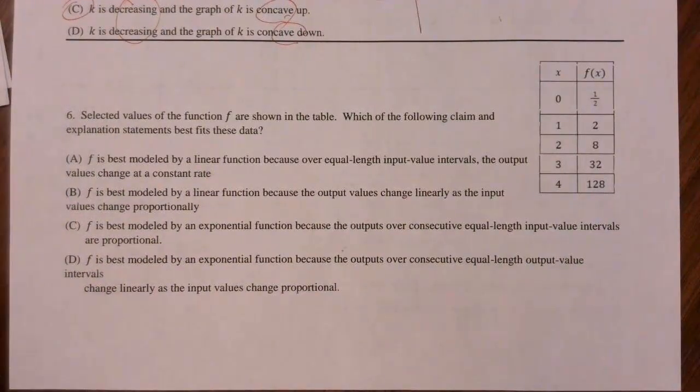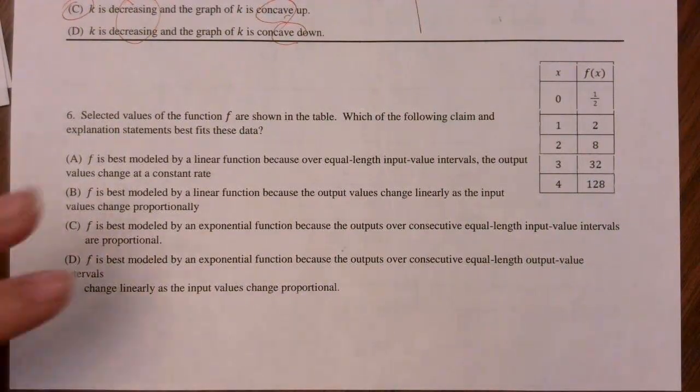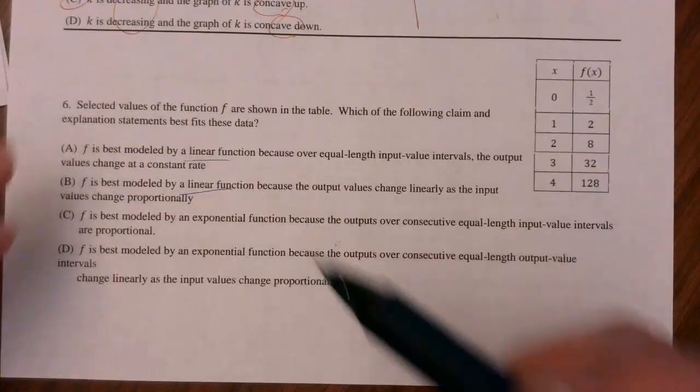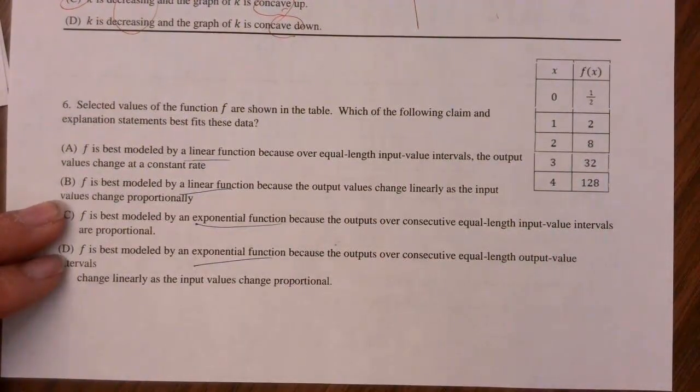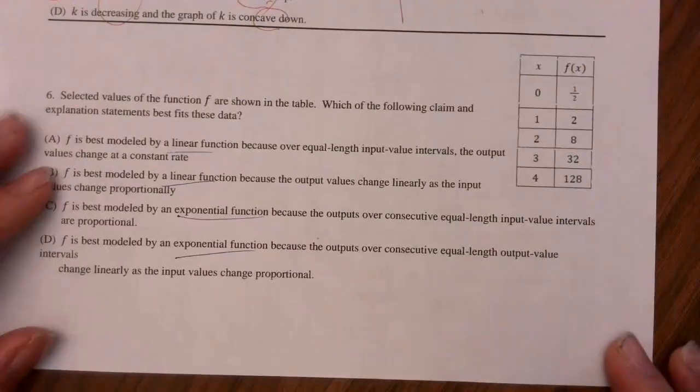Next, I'm looking at the choices, guys. Multiple choice, always start with the choices, 90% of the time. A and B say it's a linear function. C and D say it's an exponential function. So that gives me a clue what I'm looking for. So let's look at it.